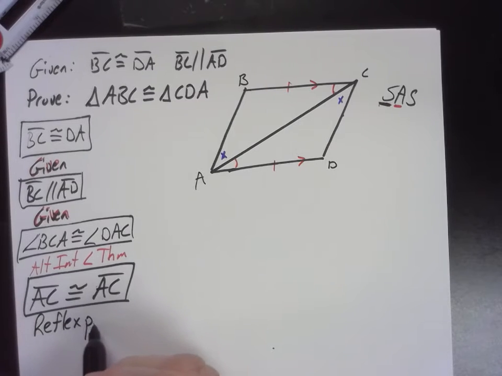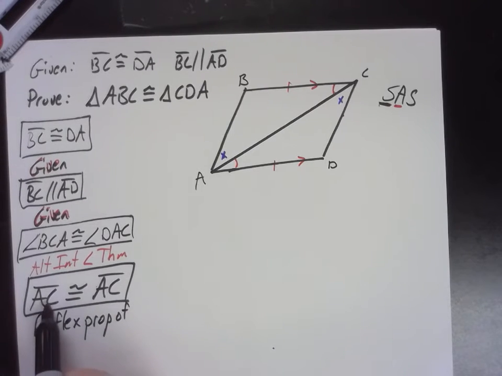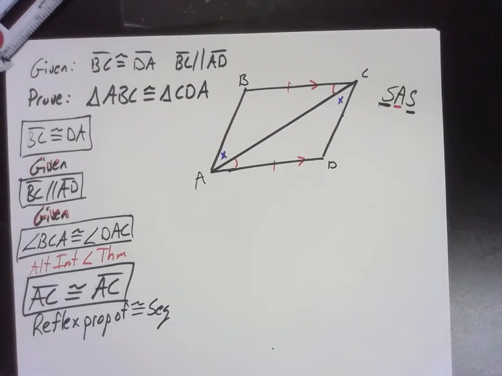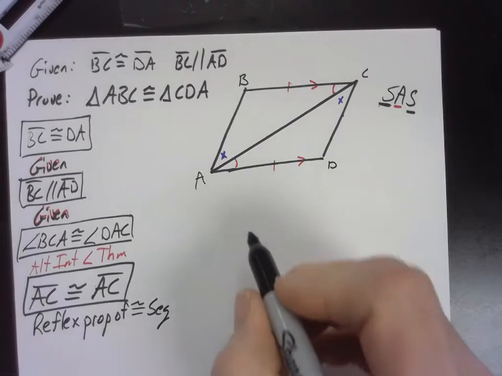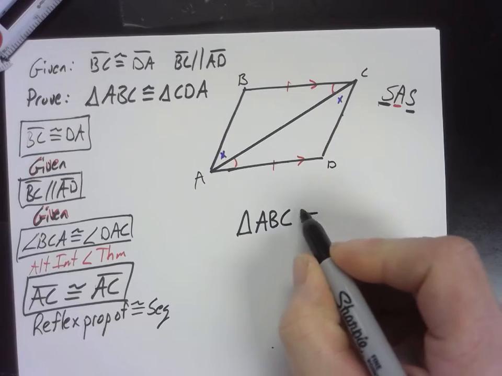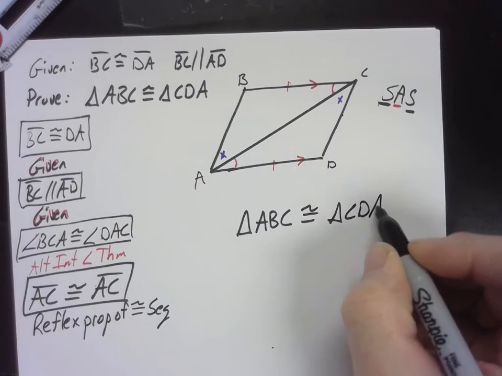Reflexive property of, what are we talking about right here? Congruent segments, right? Remember, there's a reflexive property of equality. There's a reflexive property of congruent segments. There's a reflexive property of congruent angles. There's the reflexive property of congruent triangles. Is a triangle congruent to itself? Sure. Okay. So now, look, we got another side. So I'm going to say triangle ABC is congruent to triangle CDA.